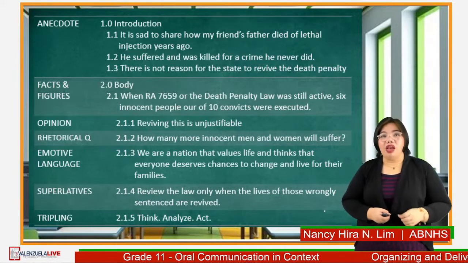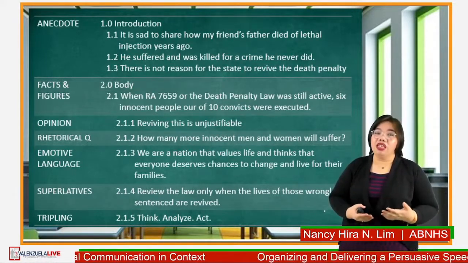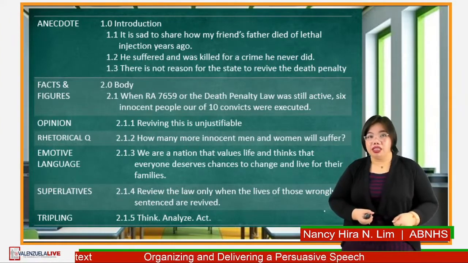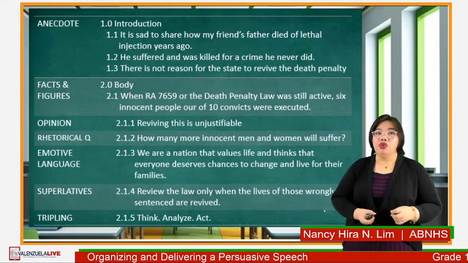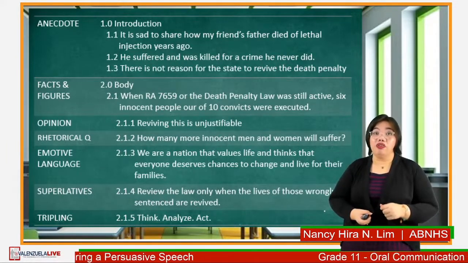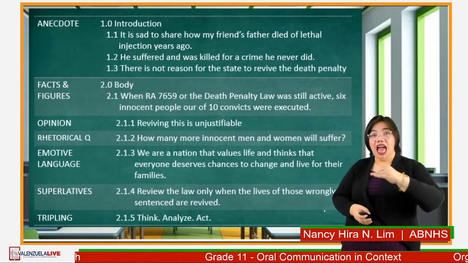For the emotive language, we are a nation that values life and thinks that everyone deserves chances to change and live for their families. For the superlatives, review the law only when the lives of those wrongly sentenced are revived. And for the tripling, the three effective words would be think, analyze, and act.